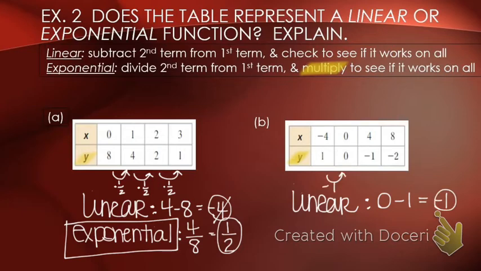What is 1 minus 1? What is 0 minus 1? And what's negative 1 minus 1? So does the pattern work all the way across? Yes, so we box in linear and we never even have to worry about checking exponential. Because if it's linear, it's clearly not exponential.